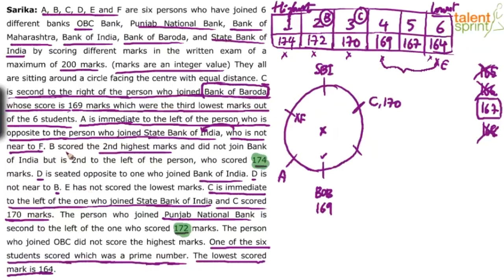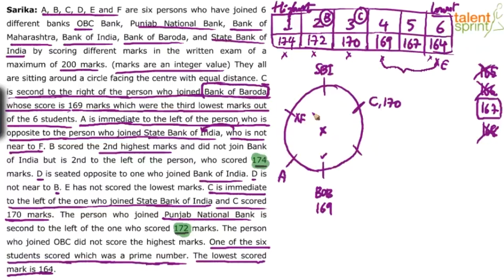We need to check. B scored second highest marks and did not join Bank of India, but second to the left of the person who scored 174. D is opposite to Bank of India. Will this be helpful? Yeah, I think D is opposite to Bank of India is helpful. Try and understand. D should be opposite to Bank of India. I think there are only 2 possibilities. There are only 2 ways in which this can happen.